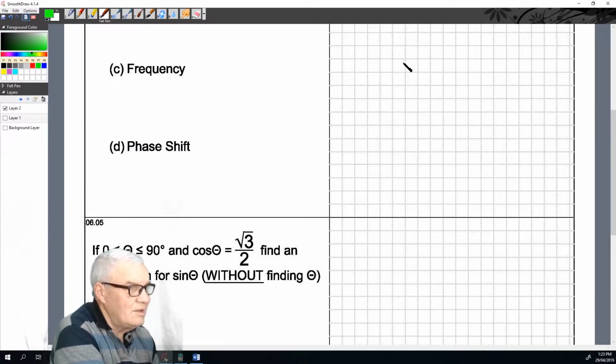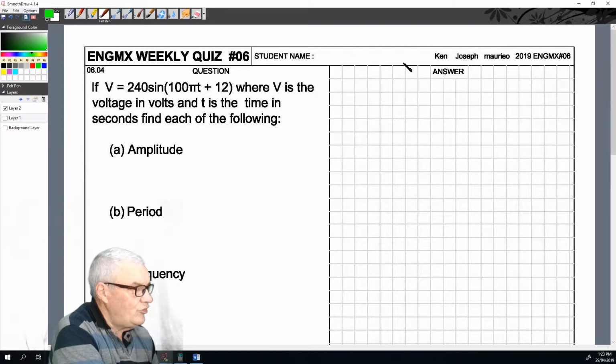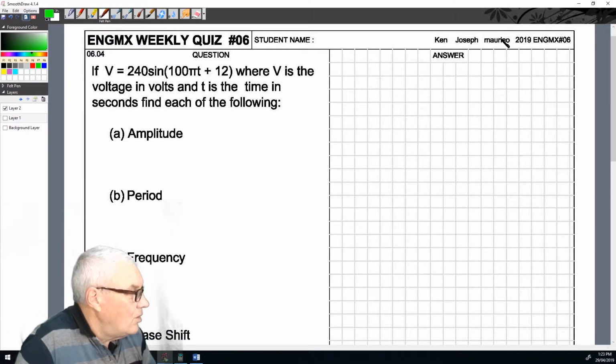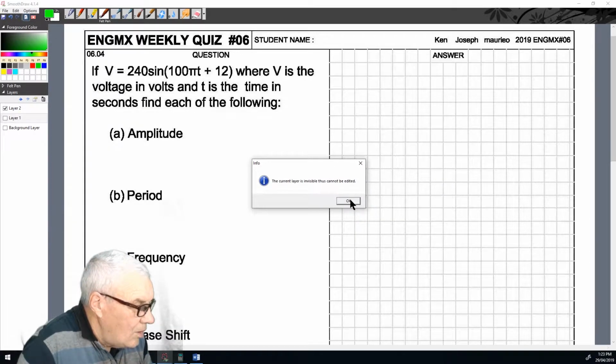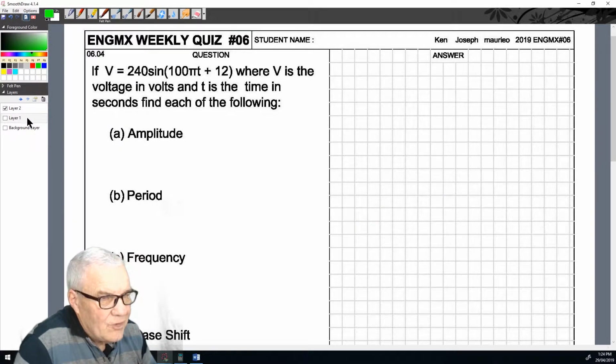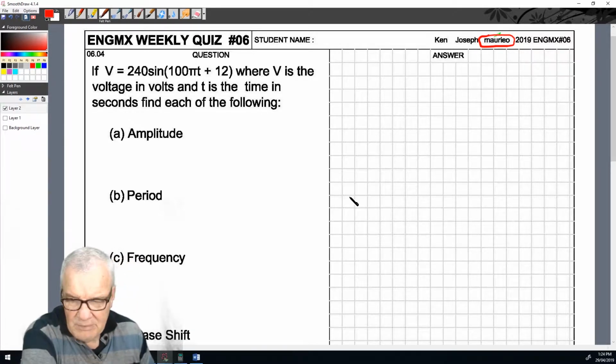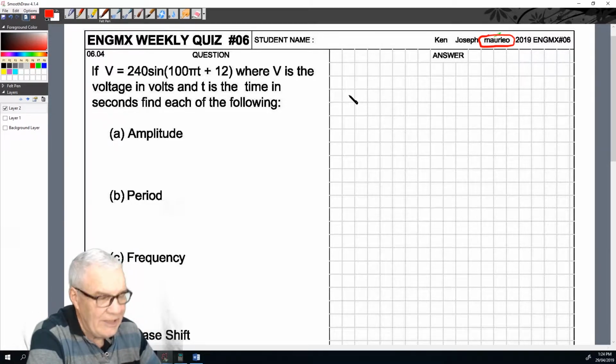question 4. Question 4. Okay, we've got to select the layer, and we want a red pen. Okay. Using Smooth Draw 4 here with a Wacom tablet. It's a free program, Smooth Draw 4, not too bad.